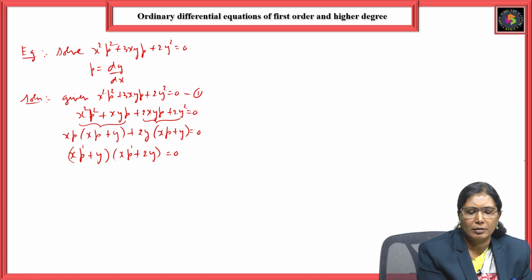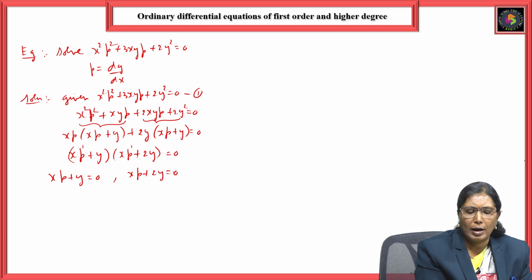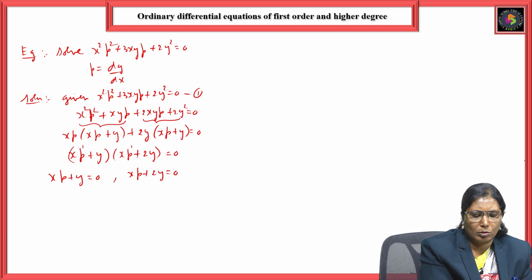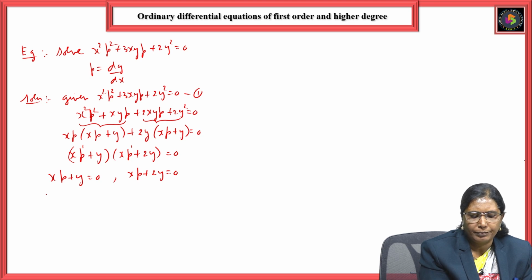What is the next thing we have to do? We have to equate each factor to 0. So what do you get? xp plus y is equal to 0 and xp plus 2y is equal to 0. We have to solve these equations. So what is p? We have taken p as dy by dx. So first we'll solve this: x dy by dx plus y is equal to 0.